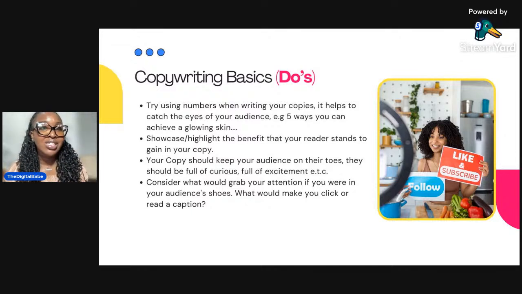And then the other point here says, consider what would grab your attention. So when you finish writing your copy, ask yourself, when I come across this copy, would I actually want to take an action? Will I want to engage? So ask yourself that question before you go ahead to publish that content alongside the copy, right?